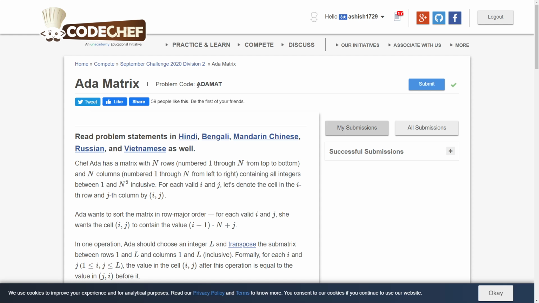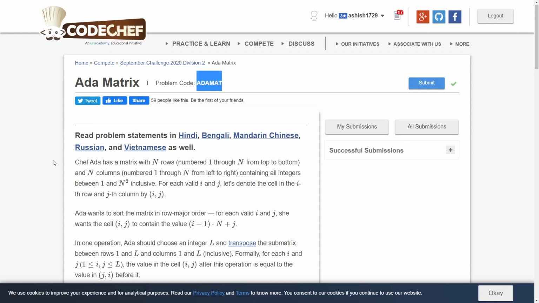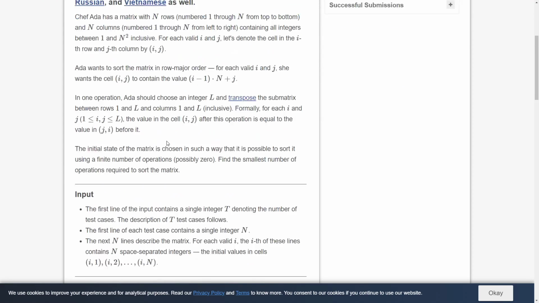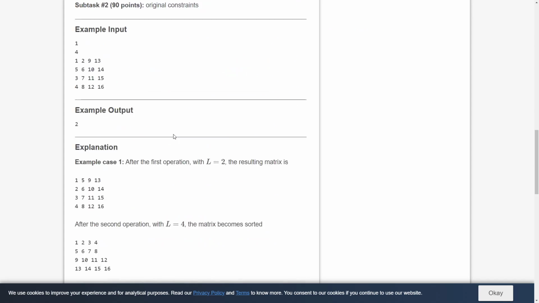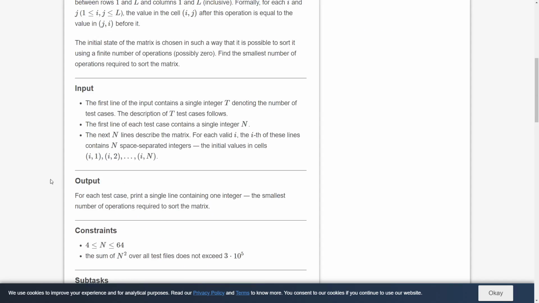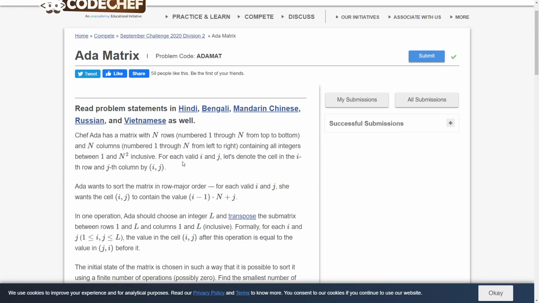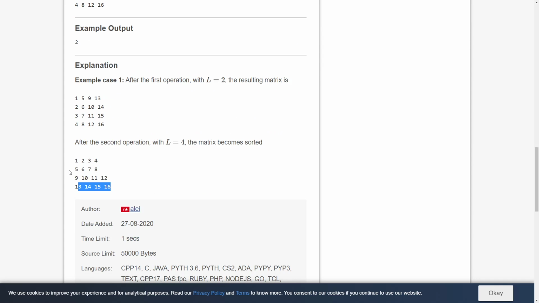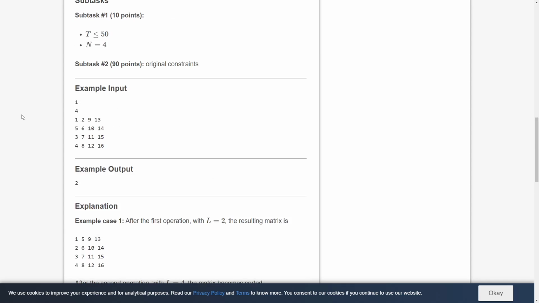So this question is called Adamat. In this question, what you have to do is, suppose you have a matrix which is of size n into n. So it will be something like this: 1 2 3 4 5 6 7 8 9 10 11. Suppose you have this matrix, and now you have just shuffled it somehow. So this matrix has been shuffled. So the numbers will be from 1 to n square, but they will be shuffled, right?